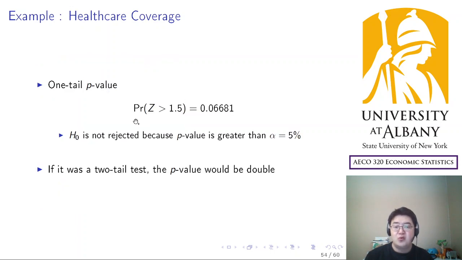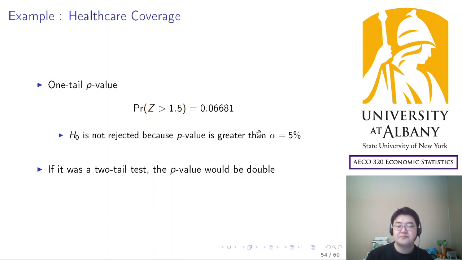So your p-value is this guy. Z greater than 1.5, that's it. So you do not add the negative side probability. So it is 6.6%. And the 6.6% p-value is greater than the significance level, 5%. So it is not rejected. So even if you observe 86%, it is not statistically significant.